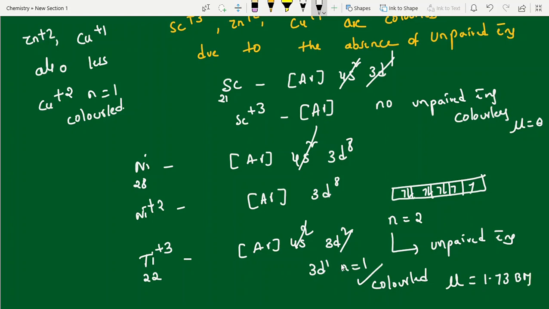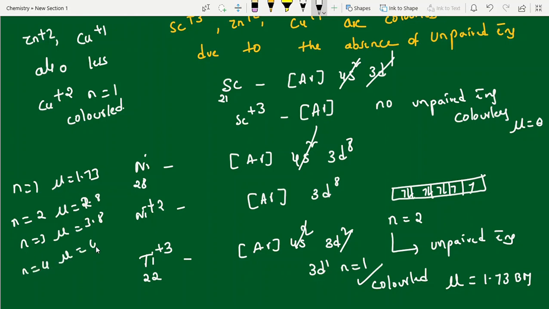See students, what is the n value? The same magnetic moment value also. Suppose, as I explained in previous videos, if n equal to 1, mu equal to 1.73, n equal to 2, mu equal to 2.8. If n equal to 3, same number, just 0.8 you can add. Only one case, first case 1.73, remaining all the cases 0.8, 0.9, like this. In previous video also I clearly explained this concept, 5.8, 5.9.